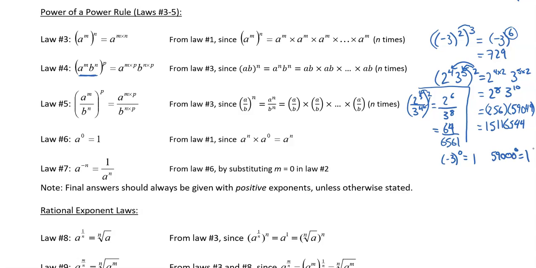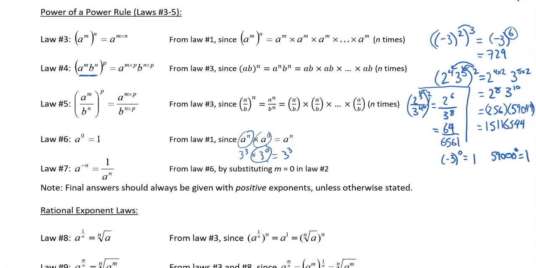Any single number to the power of 0 equals 1. And it says this, from law 1, since a to the n, so the very first law we looked at, the product rule, times a to the power of 0, so if we have the same base, so let's say we had 3 to the power of 3, and then we go times 3 to the power of 0, gives me 3 to the power of, not 0, 3 to the power of 3. And that's just adding those. 3 plus 0 gives me 3. And so that must mean that 3 to the power of 0 equals 1.